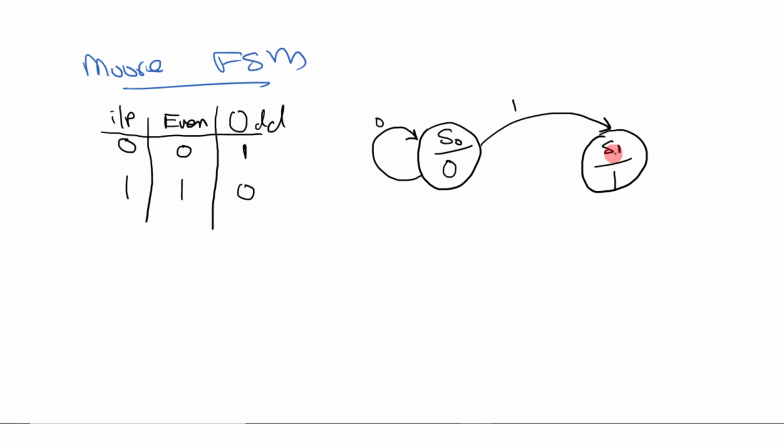Here you are in state S1, which is the odd parity error checker. When you apply 0, your output is 1 and you remain at state S1. When you apply 1, your output is 0, and you move to state S0. So this is the Moore type state transition graph for your parity checker circuit.